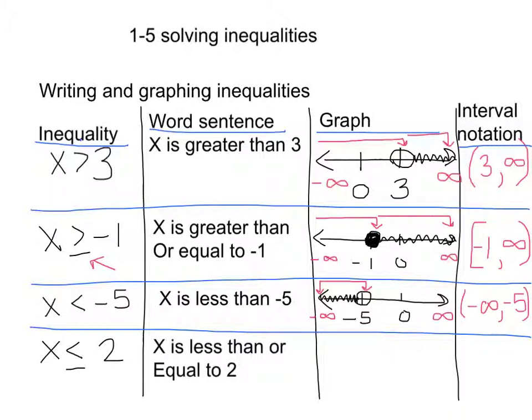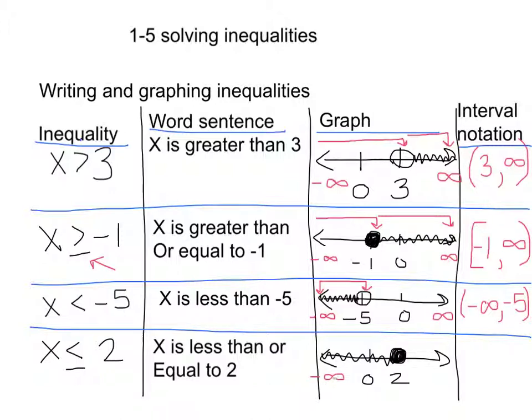Our last inequality we are going to look at while we are writing and graphing these is x is less than or equal to 2. So now let's draw a graph of that. So I have my number line, I have 0, 2 is to the right of 0. Since it's less than or equal to, it gets a colored in dot at 2. And then since 0 is less than 2, I get to shade the left-hand side of my number line.